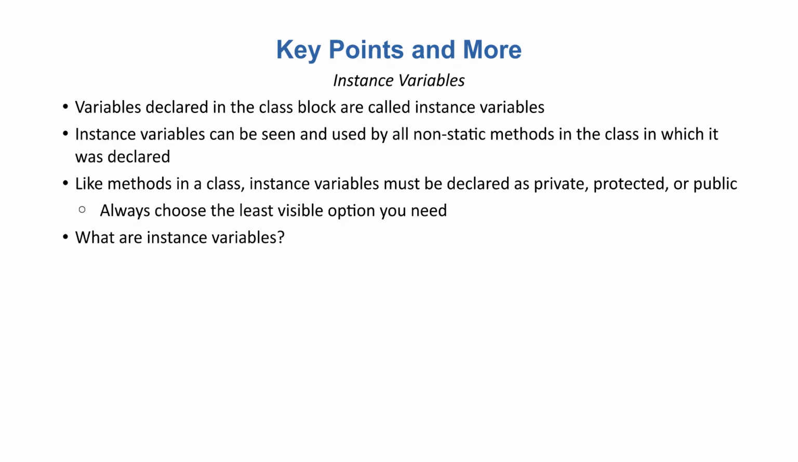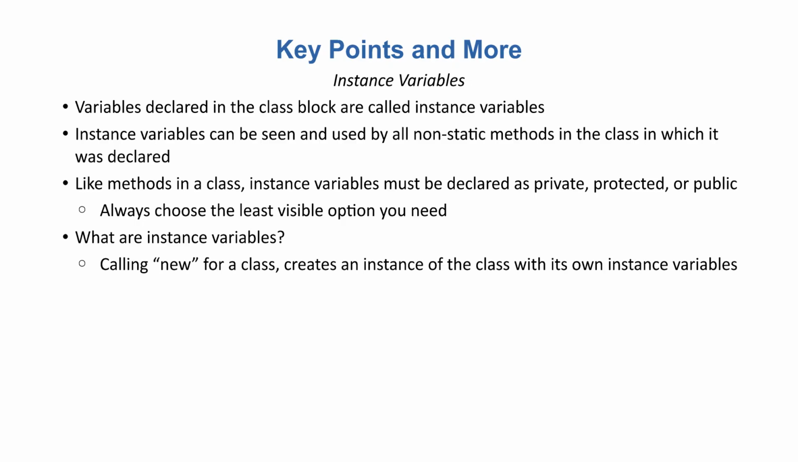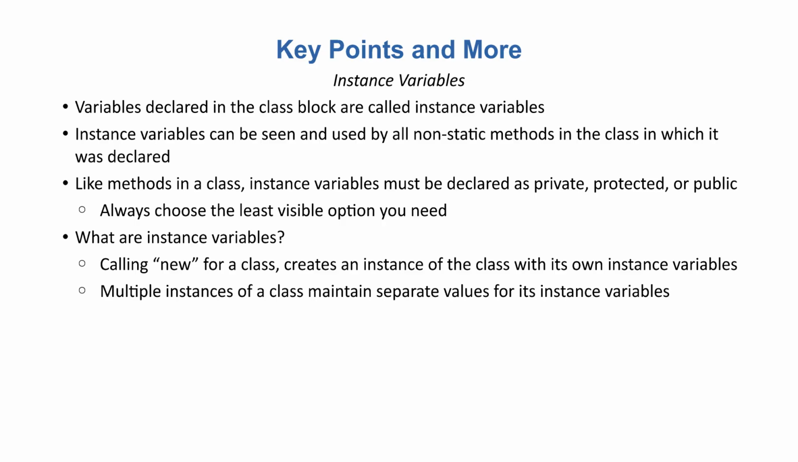What exactly are instance variables? When you call new for a class, like when you create a new WordMastermind in the main method, it creates an instance of the class with its own copies of all of its instance variables. It then runs the code in the constructor. If you were to create more than one instance of a class, each instance will maintain its own values for its own instance variables. In a later lesson, you'll learn how you can share some types of variables between multiple instances of a class.